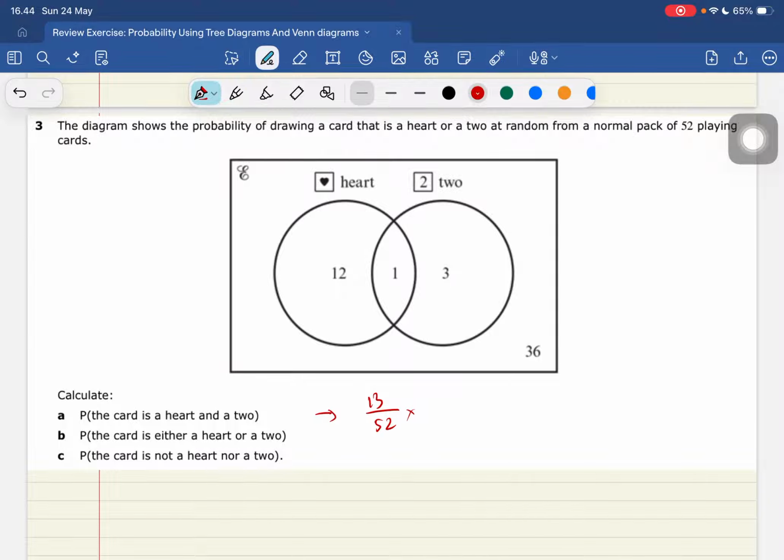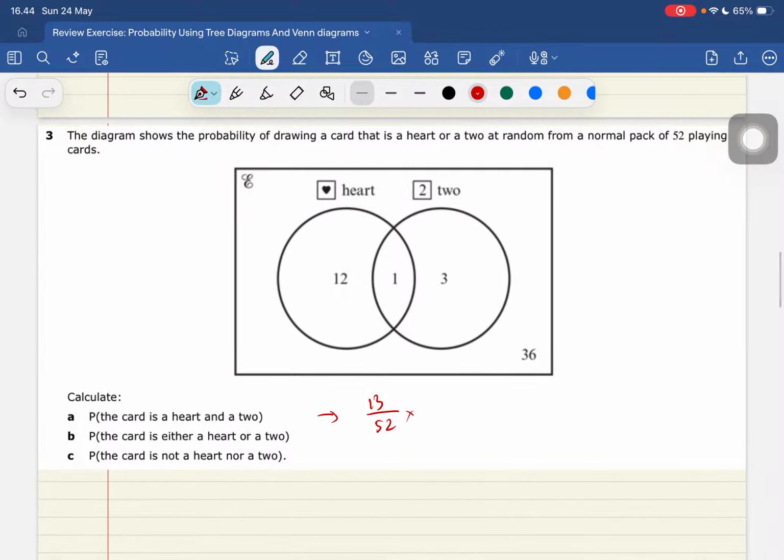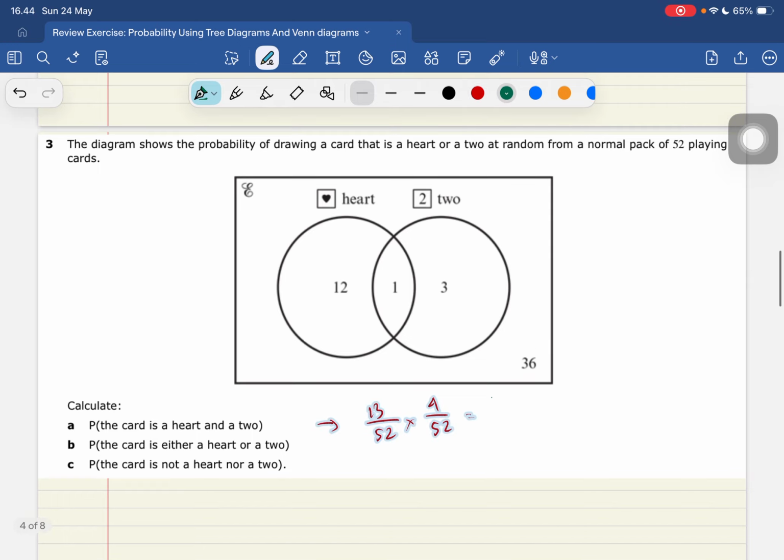We multiply it by a 2, we got 4 over 52. Okay, here is 52, and we got 52 times 52. We could simplify it to be 1 over 52. Here we cross. Next, B.